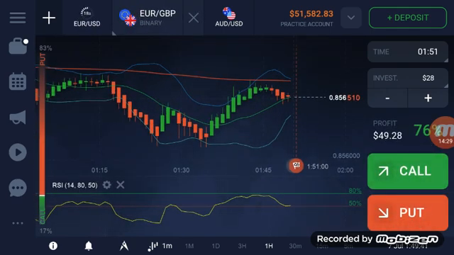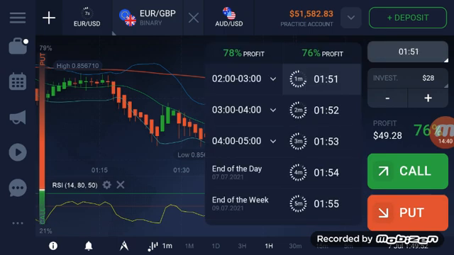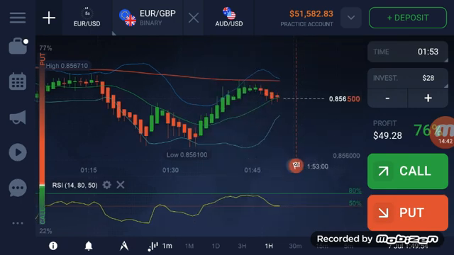Look at another market. Euro GBP. It looks like it bounced off the 50 there. Looks like it's going to bounce off the 50 there. So I'm gonna go 153 and go call.